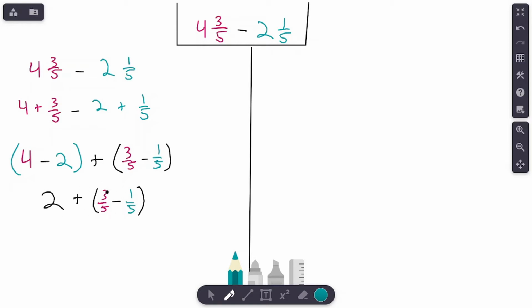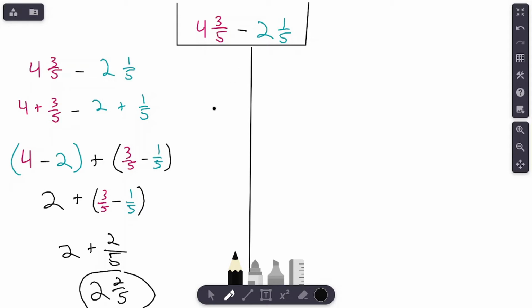So now let's subtract these fractions. We've got 2 plus whatever this fraction is going to be. 3 minus 1 is 2. Denominators, we do not subtract them. They stay the same. So our answer is going to be 2 2/5. Take a look at that.